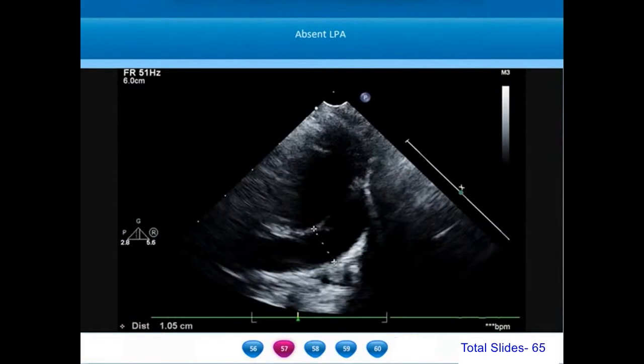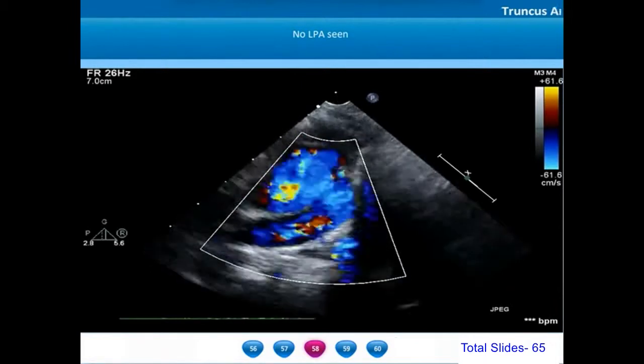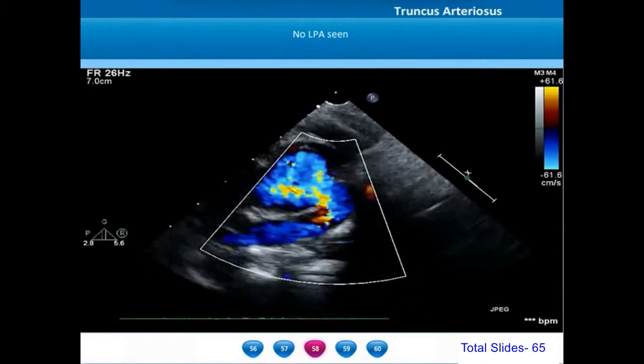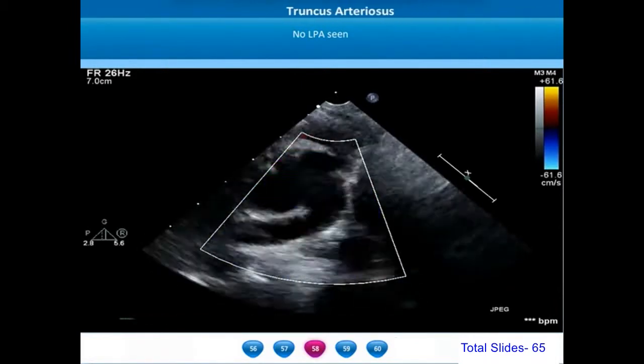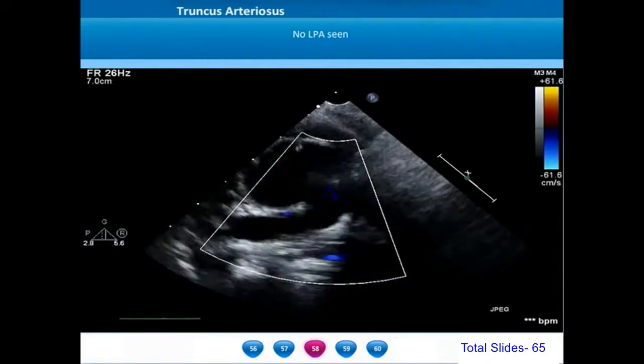When the trunk gives off only one pulmonary artery and the other pulmonary artery is not having an origin from the trunk, then it is called Van Praag A3 type. In this example, we find that only the right pulmonary artery is coming off the trunk and the left pulmonary artery does not arise from the truncus. On a color flow Doppler, we can appreciate the flow of the blood from the trunk into the right pulmonary artery, and there is no left pulmonary artery at all.